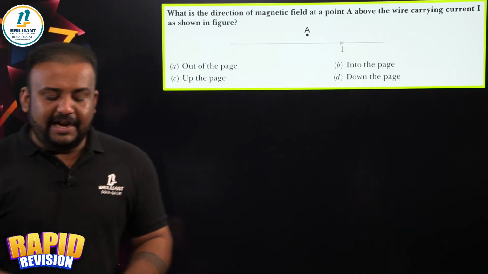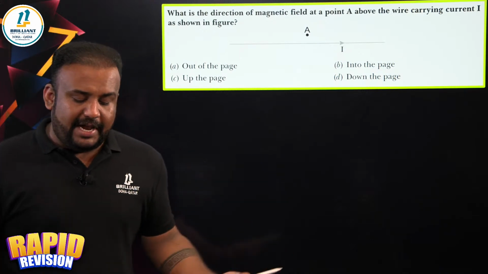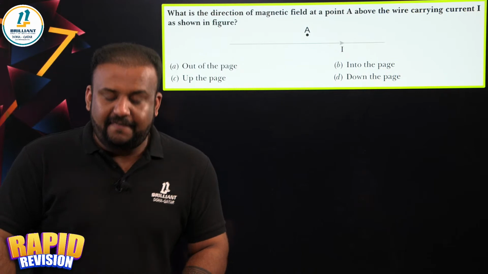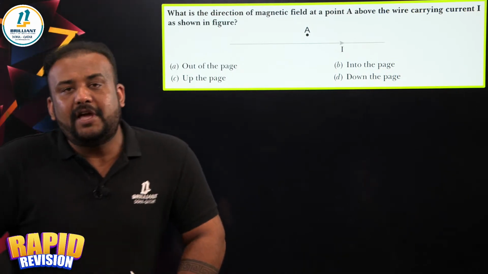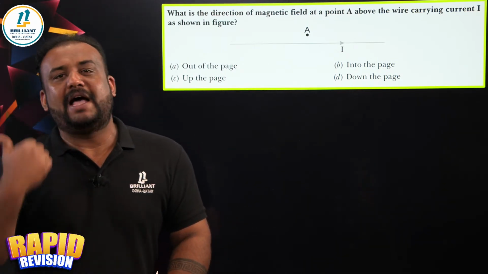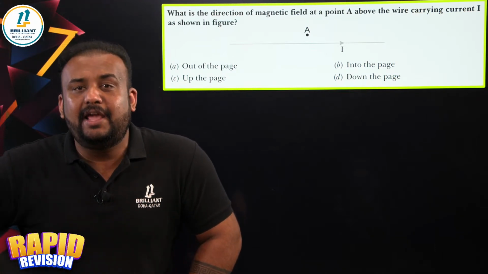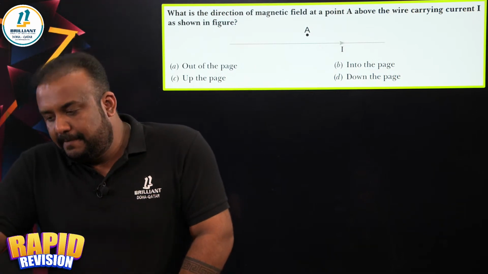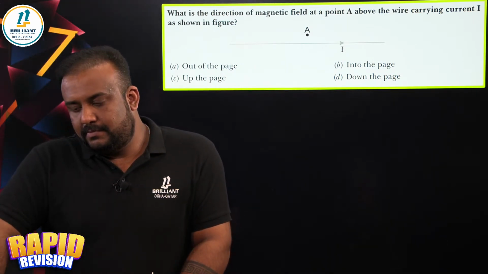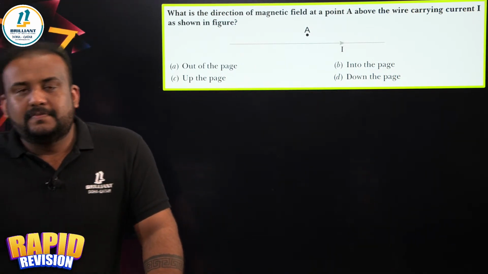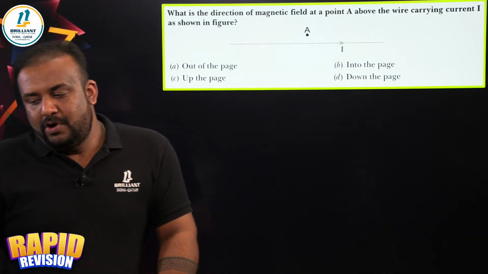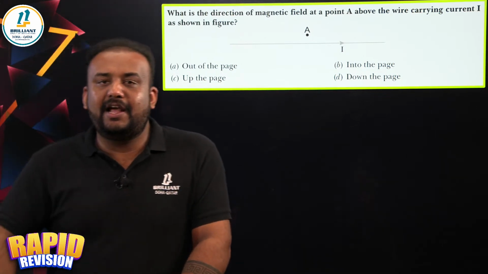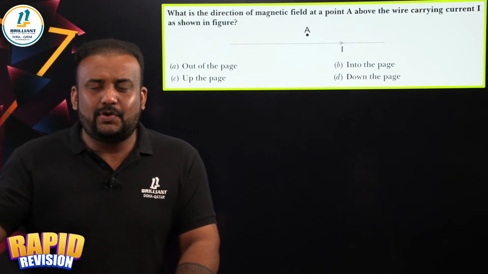What is the direction of magnetic field at a point A above the wire carrying a current I as shown in figure? Tell me, what rule are we going to apply to find the direction of the magnetic field by a current carrying wire? What is the name of the rule? Yes, right hand thumb rule, isn't it? Right hand thumb rule, or Maxwell's corkscrew rule.